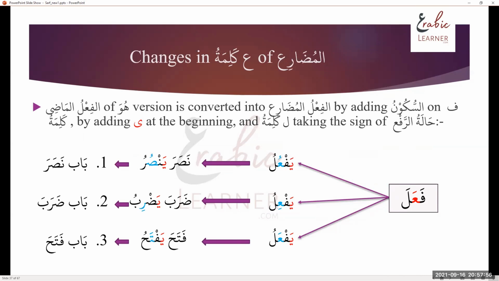How do we know which family it belongs to? I will show you that technique. Now I'm just identifying the families to you. When I go into the details of families, I'm going to explain to you which word will go. Okay? Don't worry. Brothers and sisters, for now, just assume that you have discovered the family. You have found two couples going there, Nasara Yansuru, you say this is one family. You found another two couples going there, Daraba Yadribu, that is Daraba family. You found another couple going there, Fataha Yaftahu, you found Fataha family. Now, how you are going to identify, I am going to teach you that.